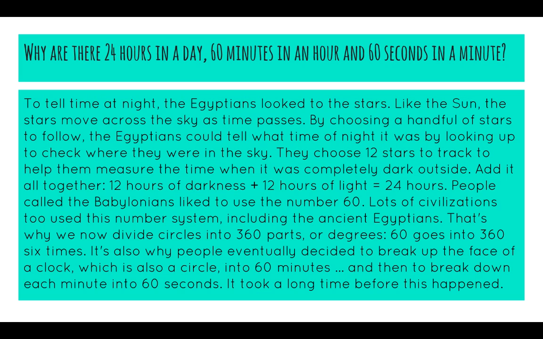People called the Babylonians liked to use the number 60. Lots of civilizations also used this number system, including the ancient Egyptians. That's why we divide circles into 360 parts or degrees. 60 goes into 360 six times. It's also why people eventually decided to break up the face of the clock, which is also a circle, into 60 minutes, and then break down each minute into 60 seconds. It took a very long time before this happened.